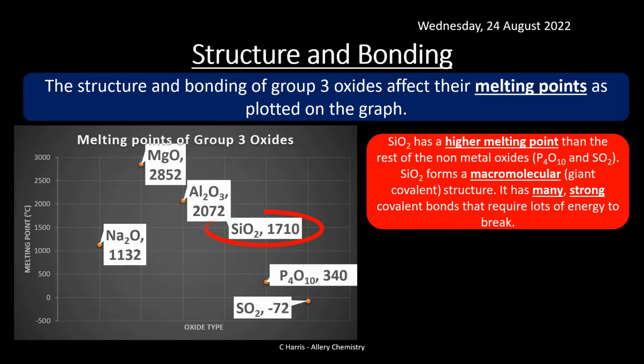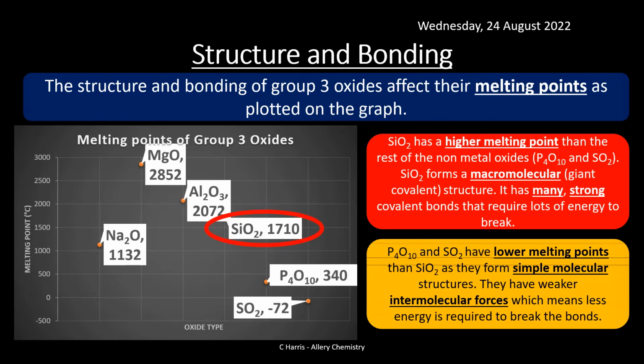Okay, so let's look at silicon dioxide. Silicon dioxide has a higher melting point than the rest of the non-metals, phosphorus and sulfur, as you can see down there. Obviously this has a macromolecular, giant covalent structure, with loads of strong covalent bonds that require breaking if you're going to break it apart and heat it up. So that's going to be really important when we're describing that.